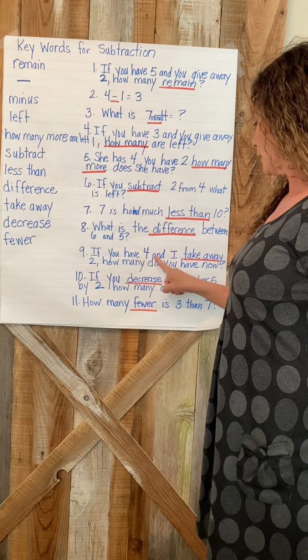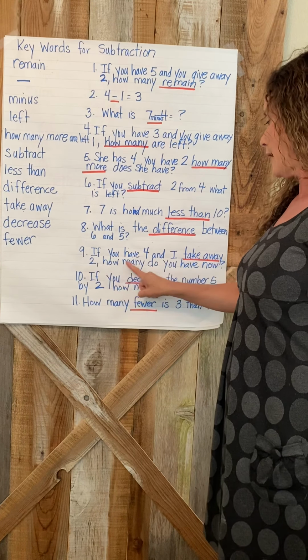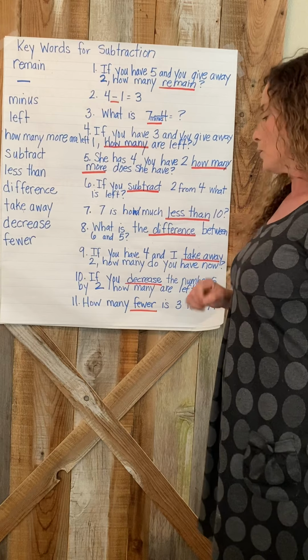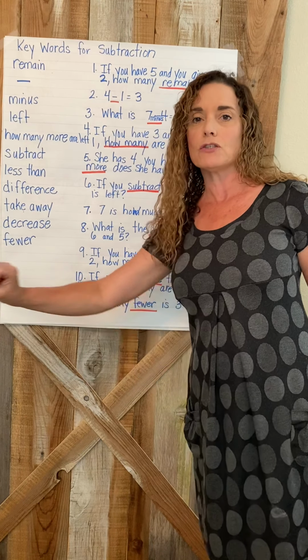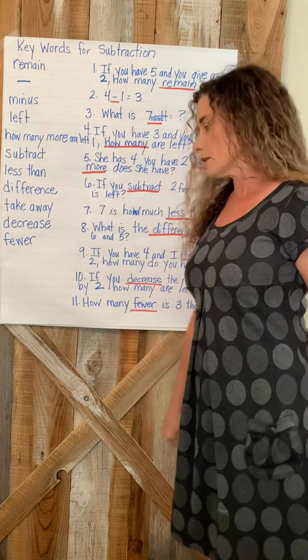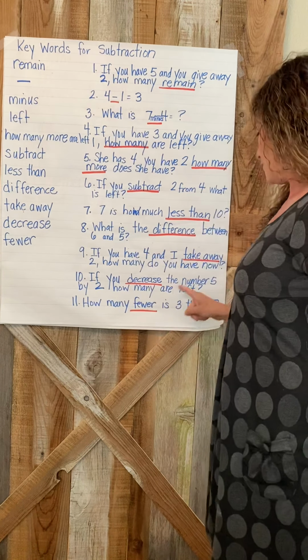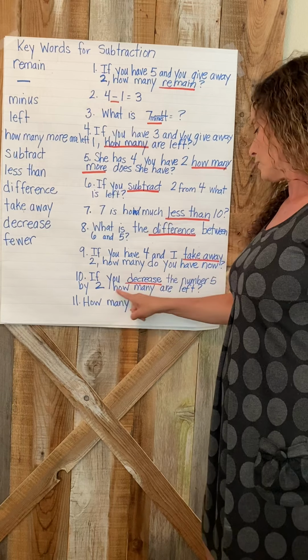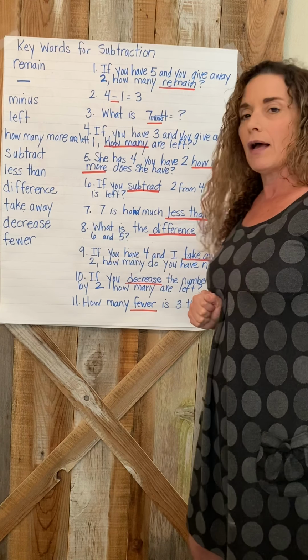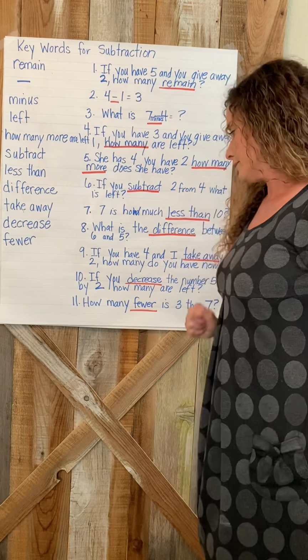If you have 4 and I take away 2, how many do you have left now? Well, if I have 4 of something and someone takes 2 away from that, that means there are 2 left. And if you decrease or make smaller the number 5 by 2, how many are left? 5 take away 2 is 3.